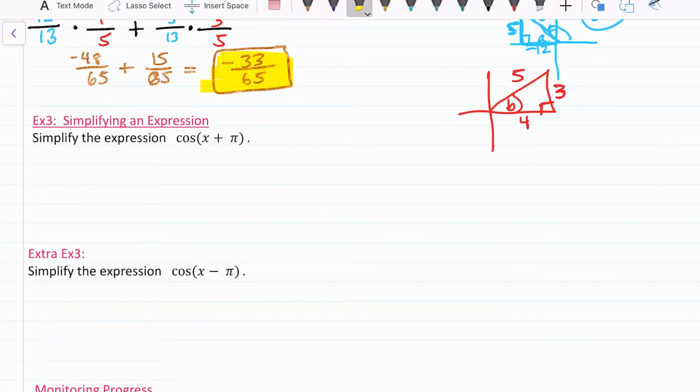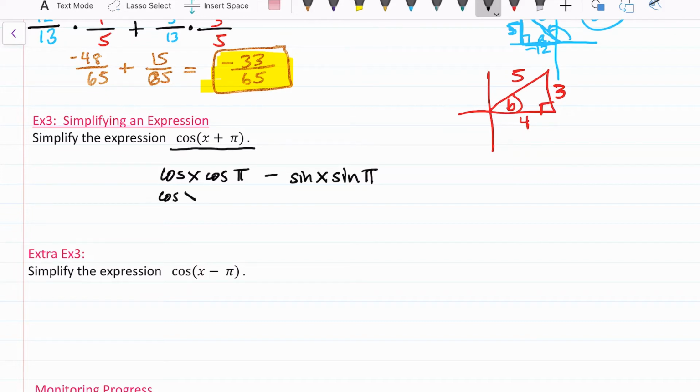For the next problem, we will use the formula again. So this is a cosine of two things. We're not going to put any numbers in here. We're just going to try to simplify this as much as we can. So we'll be using cosine of x, cosine of pi, minus sine of x, sine of pi, using the trig identities given above.